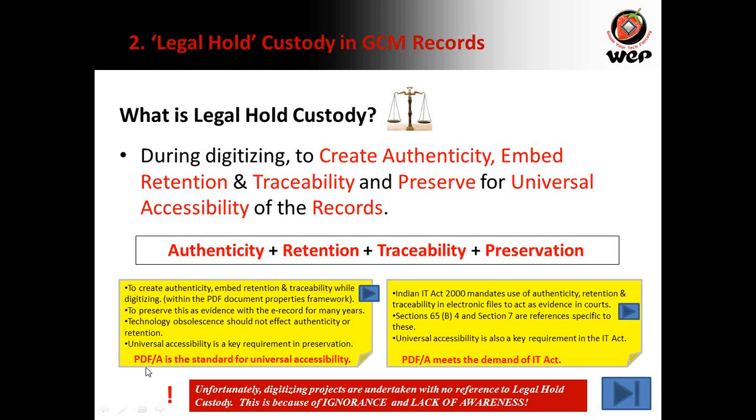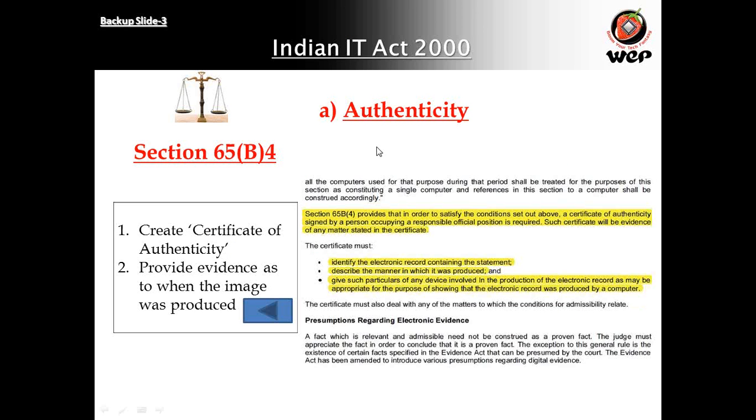PDF-A, which is a good form of PDF, has emerged as a universal standard for accessibility. We will be seeing a bit more about it in the later slides. Let's also take a look at the Indian IT Act 2000. What does it mandate? The use of authenticity, retention, and traceability in electronic files is something that the Act requires it to contain. Now that's Section 65B of the Indian IT Act, which talks about creating authenticity. So creating authenticity is a part of a digitizing program.